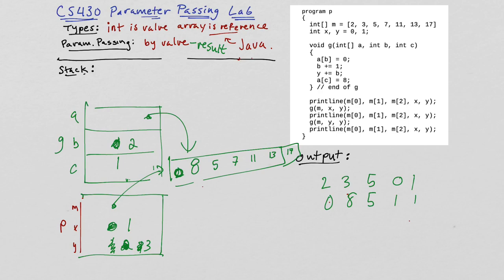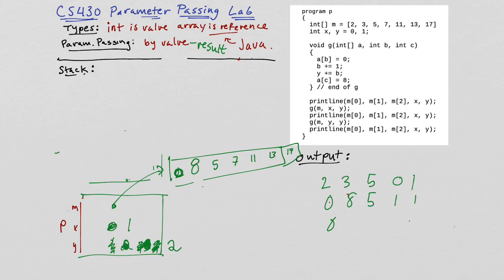And now I copy the values right to left, so I overwrite Y with C and then Y with B on return. And then I end up printing out, so I guess I should pop this. 0, 8, 5, 1, 2.